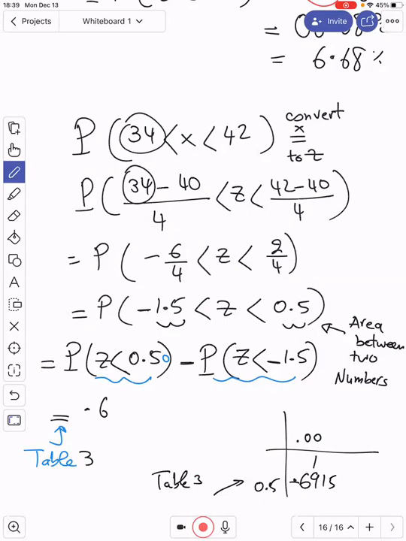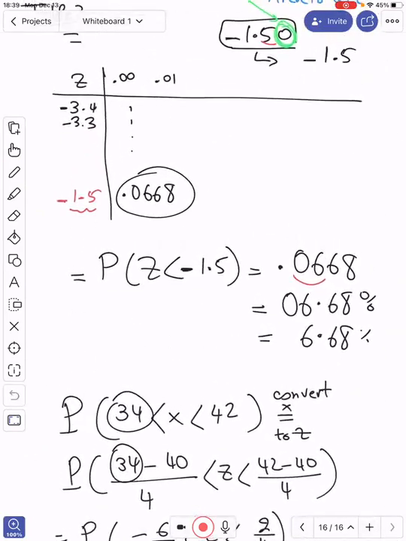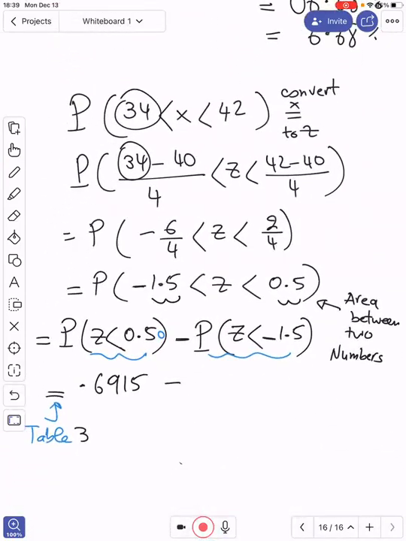So as I said, it's 0.6915 minus, and then negative 1.5. I'm going to erase this first. For negative 1.5, we got this from the first question: 0.0668. So it's 0.0668.